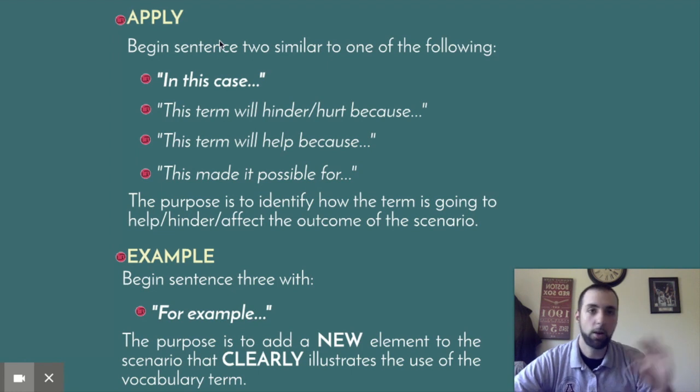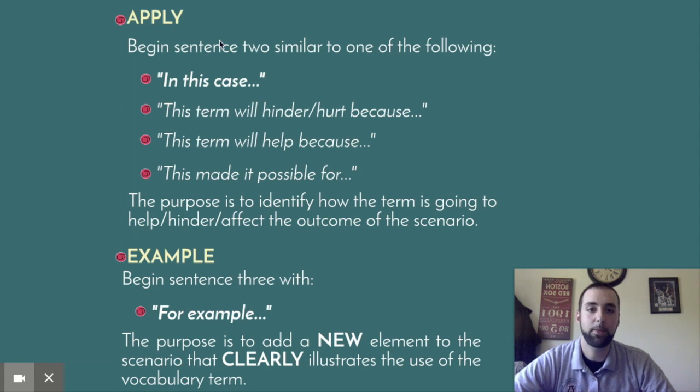Now, you can't go totally out of left field. You can't grab something that's completely unrelated. But what I'm asking you to do is start your third sentence with "for example." And I really would like you to start that third sentence with "for example" until you really master this. Quite frankly, most students just do that all year.